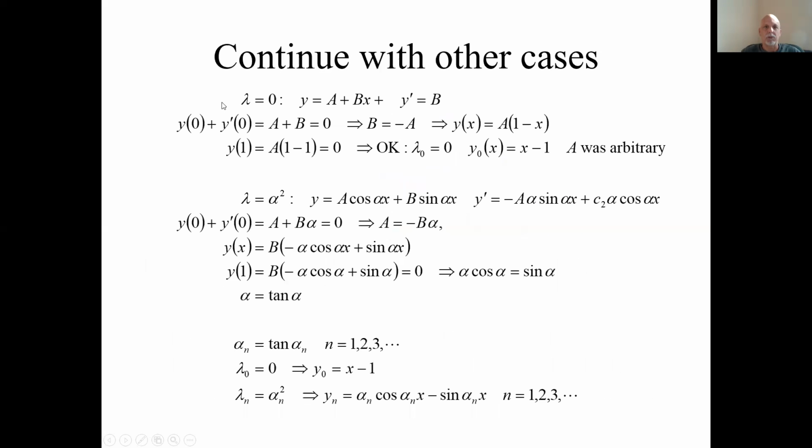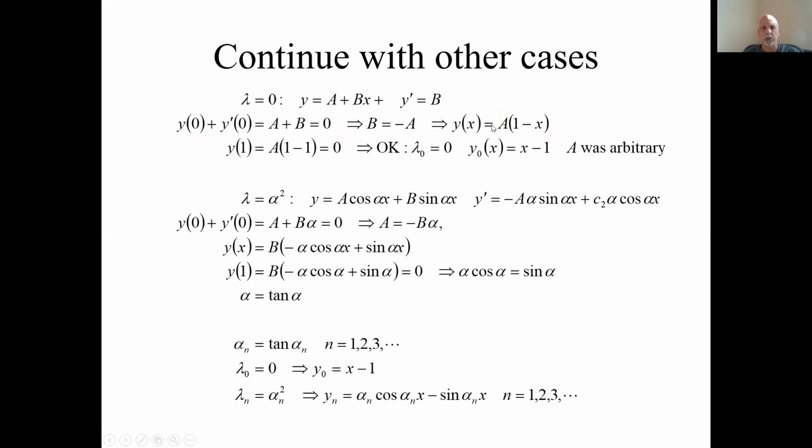Let's finish this. It's kind of a long problem. So let's look at the exactly equal 0 case. Lambda equals 0. Here was the general solution. So we're going to need the derivative, which is just b. So that first boundary condition turns out to be just a plus b. That has to equal 0. So we have a relationship there. It says our surviving solution is this guy.